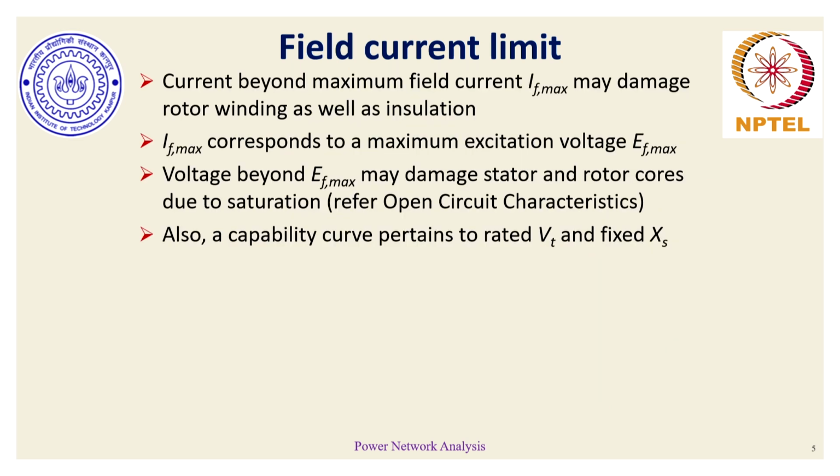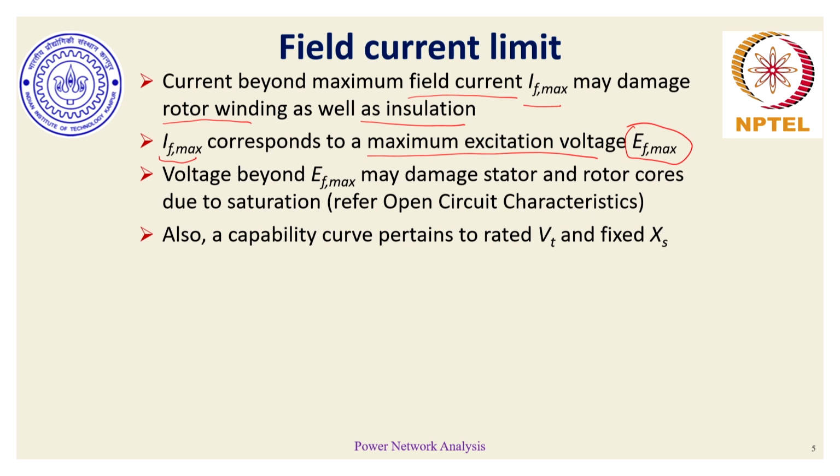Building on this, now let's talk about what the locus for the maximum field current limit looks like. As already mentioned, if the current in the rotor winding is beyond this limit, it may damage the rotor winding as well as the corresponding insulation. And since the field current is responsible for the induction of the EMF in the rotor winding, the IF max value can be correlated to the maximum excitation voltage, not the terminal voltage, for a given synchronous generator.